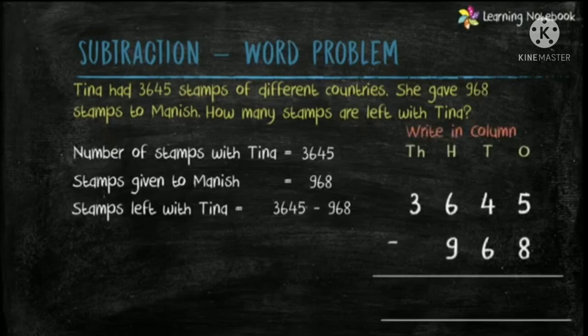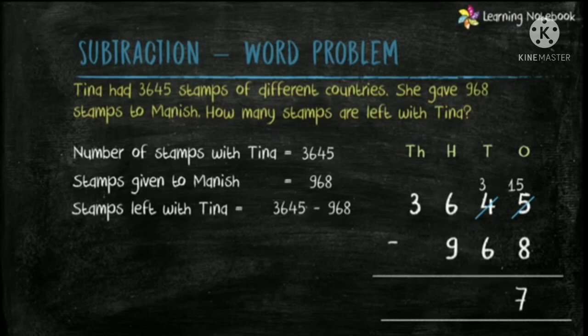Let's solve this. Arrange the numbers in column form. Start subtracting the digits at ones place. But as we can see, 5 is weaker than 8. So 5 takes the help of its neighbor 4. Therefore, 4 becomes 3 and 5 becomes 15. Now we can easily subtract 8 from 15, which is 7.